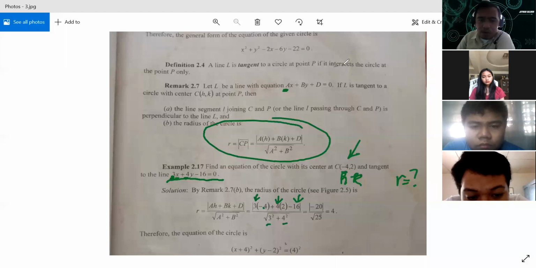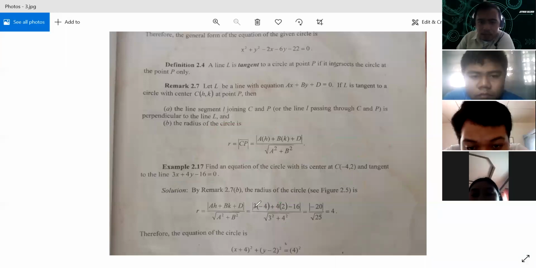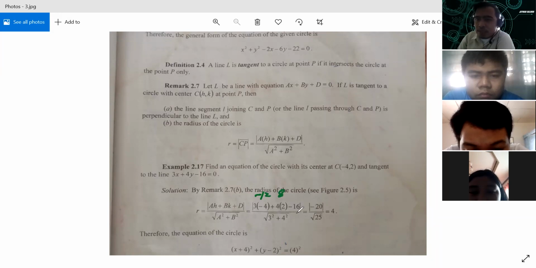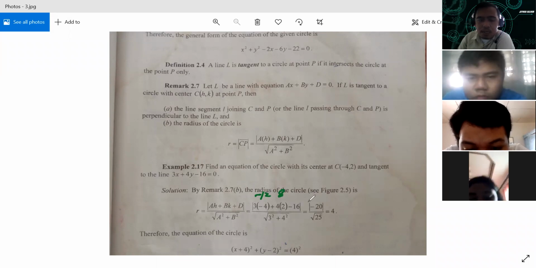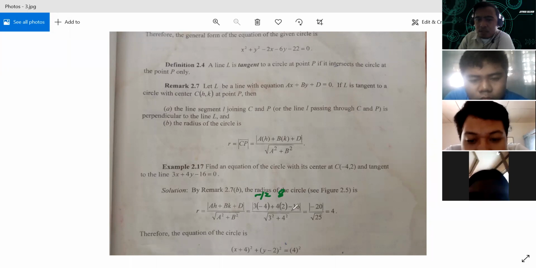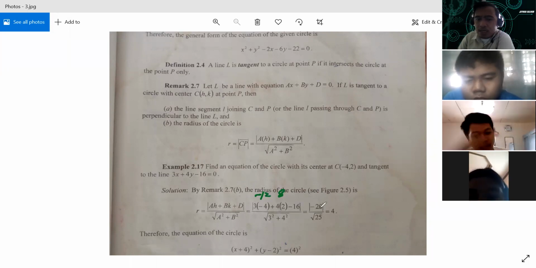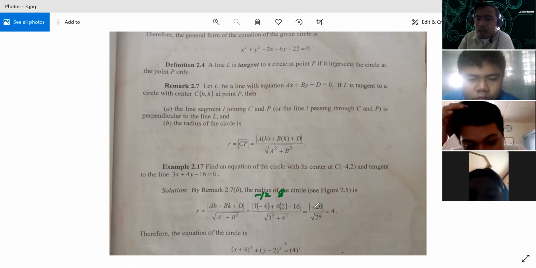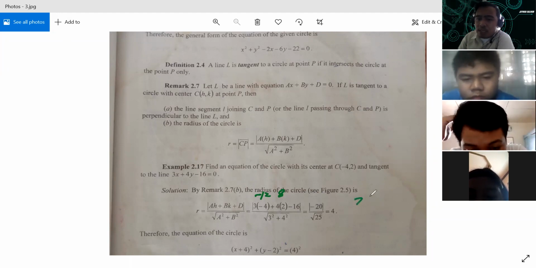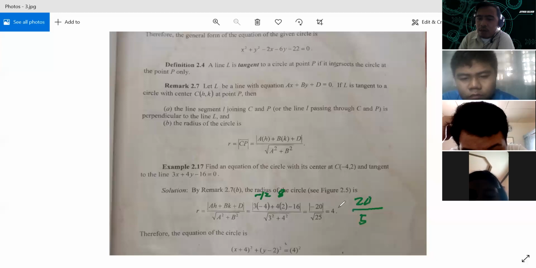This is just equal to, let me erase everything. This portion is just -12, right? This portion is just 8, and this is -16. If you simplify it, it will give you -20, right? Because this becomes -12 plus 8, that's -4, minus 16, that's -20. And the absolute value of -20 is 20, right? And the square root of 25 is just 5. And 20 divided by 5 is 4.